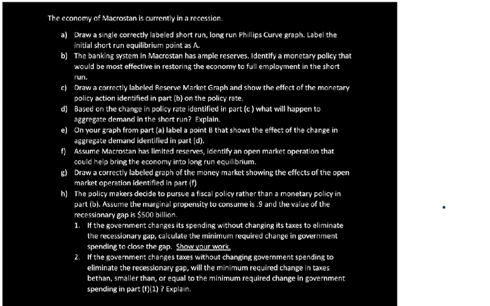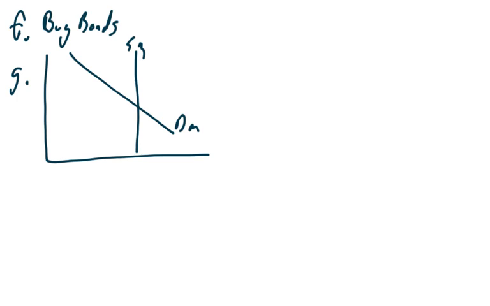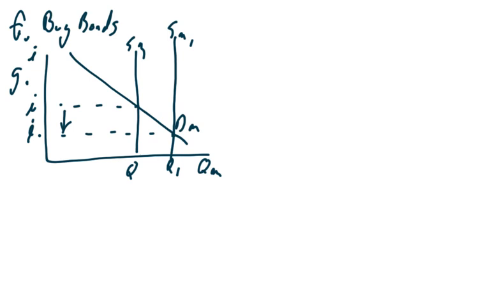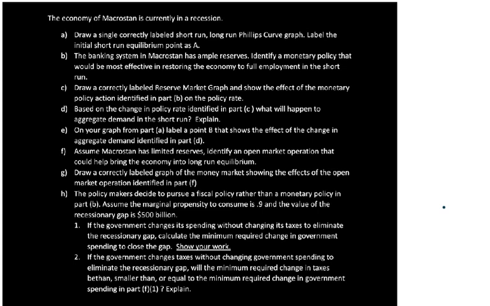G says, draw a correctly labeled graph of the money market showing the effects of the open market operation in Part F. Okay. So G, I'm going to do my money market graph. And we said buy bonds, and buy bonds means big bucks. So we would expand the money supply, and that would lower nominal interest rates. And since nominal interest rates go down, so would real interest rates. So that's G. Let's move on to H.